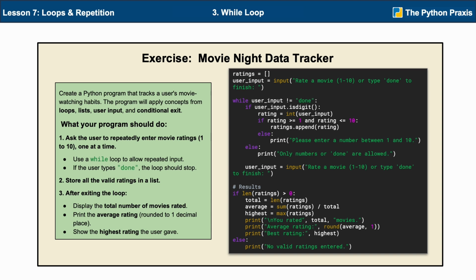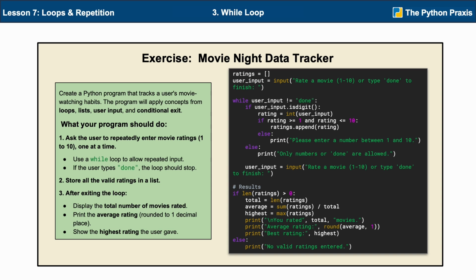Next is the results section. After collecting input, we check if we actually have any valid ratings in our list by using the len function on the ratings list. In the next line, variable total holds how many movies were rated. Then, we compute the average rating by summing all ratings and dividing by the count. At the end, we also find the best rating with the max method. After that, we print a summary: how many movies were rated, the average rounded to 1 decimal, and the highest rating. If the user didn't provide any valid ratings, we display the message, "No valid ratings entered."